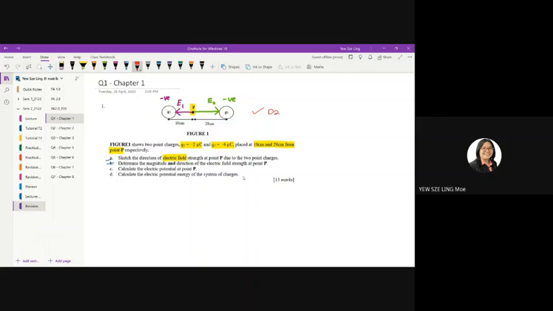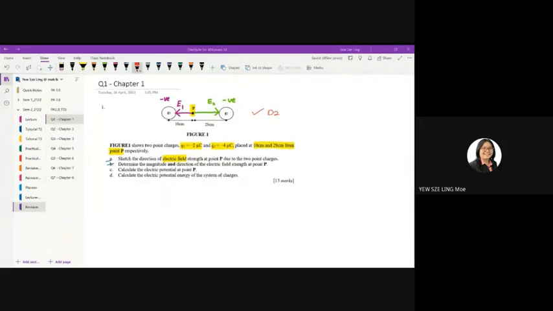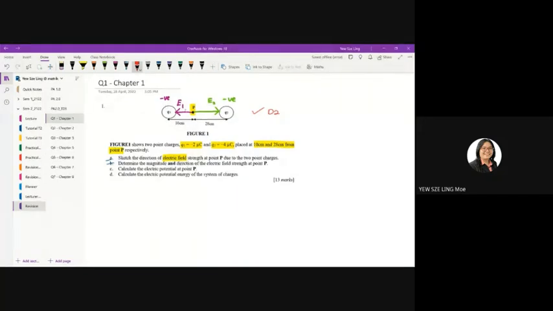Now, correct here means you must have the correct direction with the correct label. Some of you labelled them as Q1 and Q2. That is wrong, because now you are looking at the electric field. You should label it as E1 and E2, not Q1, Q2. Some of you still labelled it as Q1, Q2. That is wrong. So now let's look at question B.